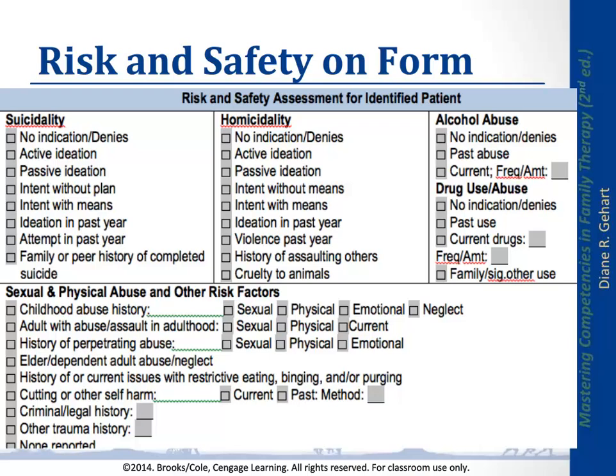And then also you have a list here of several forms of sexual and physical abuse and other risk factors. So you have a child abuse history, an adult abuse or assault in adulthood, a history of perpetrating abuse, elder or dependent adult abuse or neglect, a history with restrictive eating, binging, and or purging. You have cutting or self-harm, criminal legal history, and other types of trauma, including natural disasters, that are important to document on these forms. So this is the section where you can indicate a risk and potential things that could be going on with your client that you would need to take action on to keep them safe.